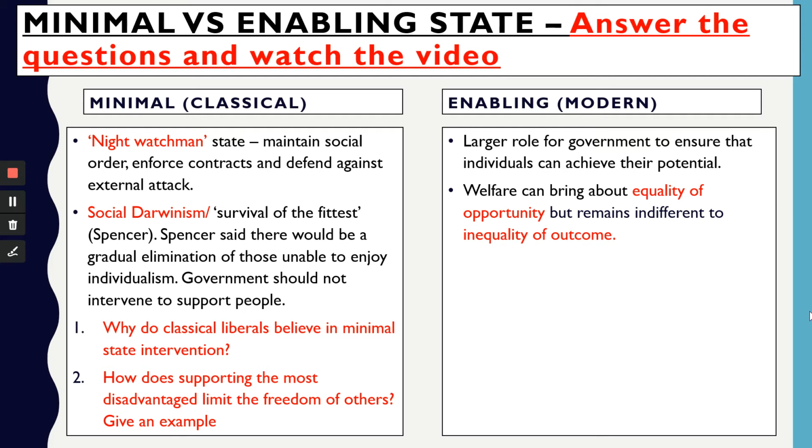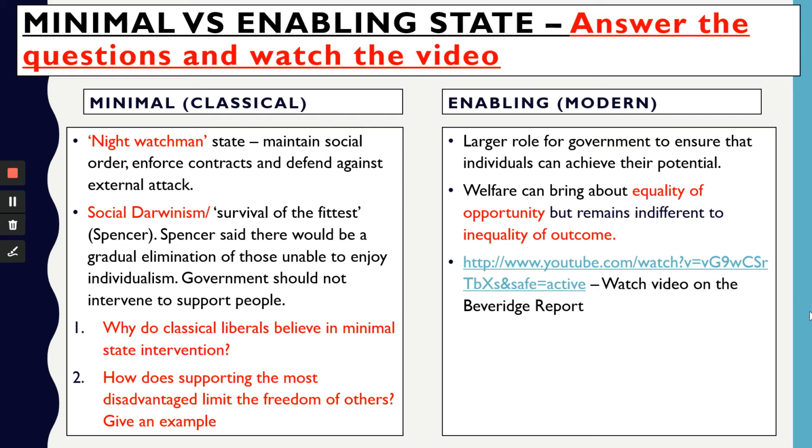So for example, in education, in the enabling state, we would have things in place to ensure that all students have the same chance of getting good A-levels. But the fact that students get different grades on their A-levels is not important to modern liberals.